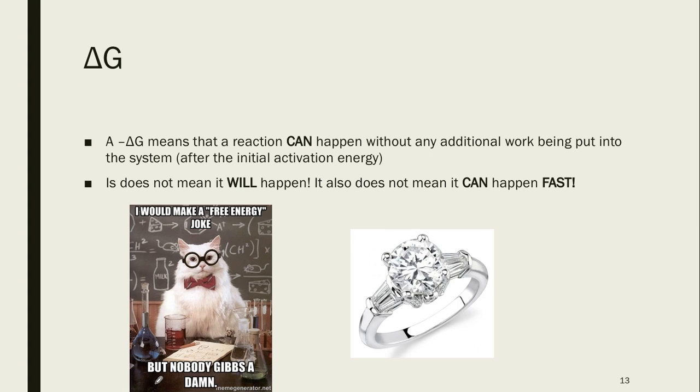A really common example is diamonds. So carbon, we know, can be converted into diamond, but it is a really, really slow process that really only occurs under the conditions of high temperature and pressure. So it can happen, but it's a really slow process.